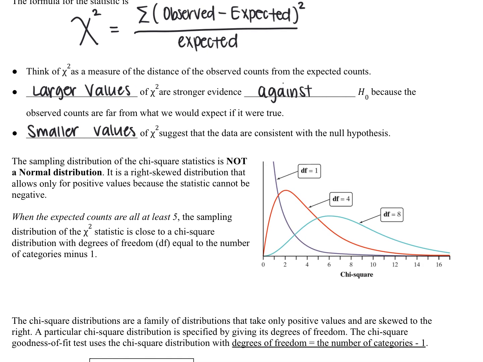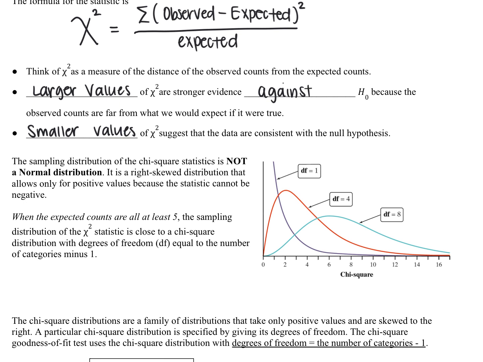When it comes to the sampling distribution of a chi-square statistic, it is not actually a normal distribution. It is right skewed, and it only allows for positive values because the statistic cannot be negative. Because we're talking about distance, distance cannot be negative. And our degrees of freedom actually change the shape of our chi-square distribution. So different degrees of freedom give you a different distribution for your graph.